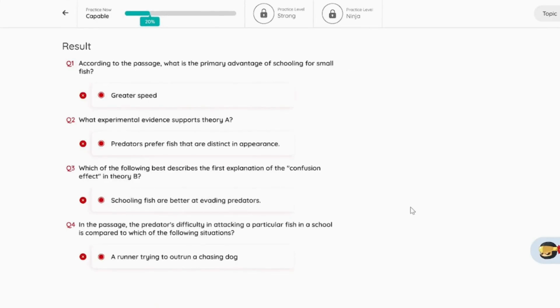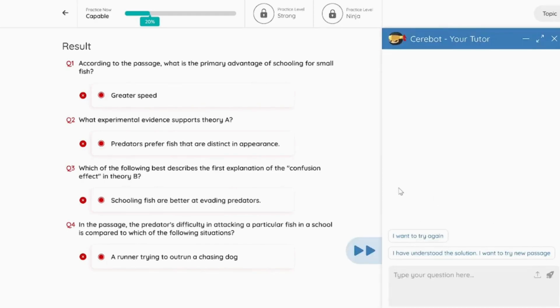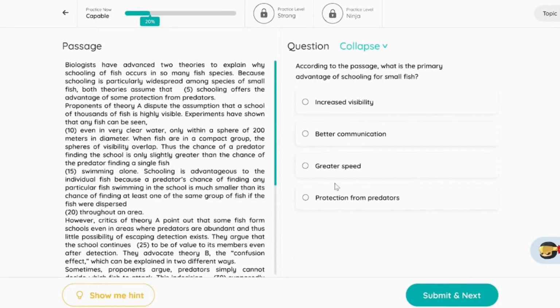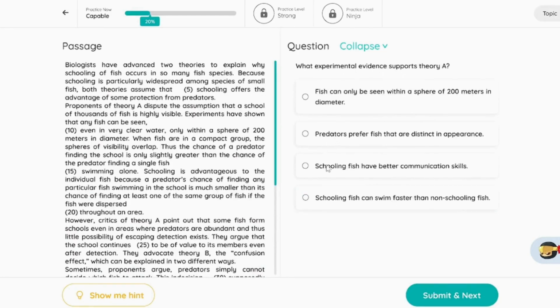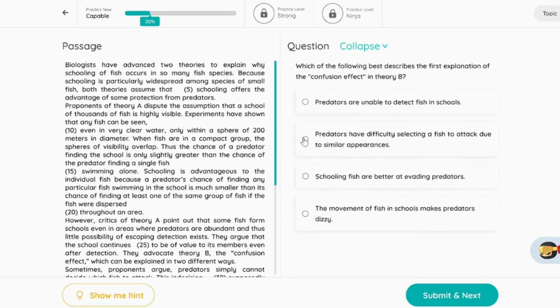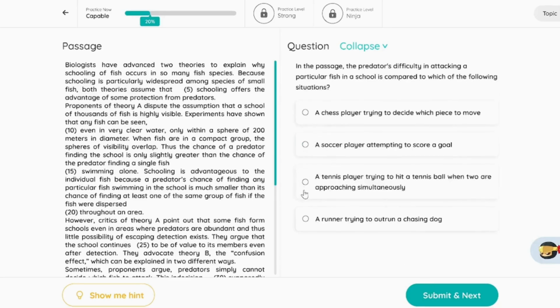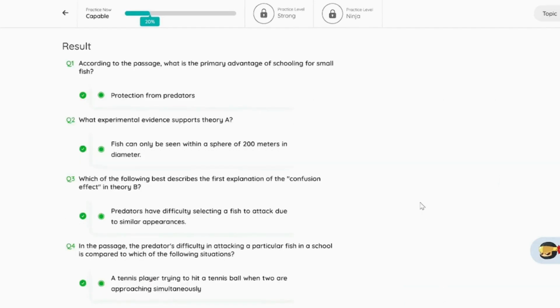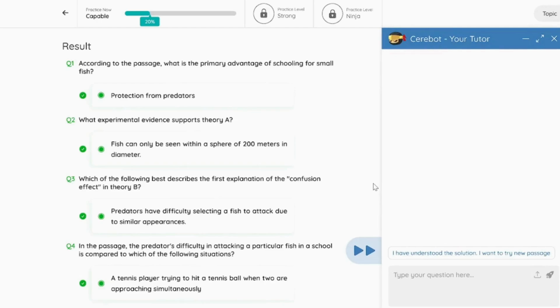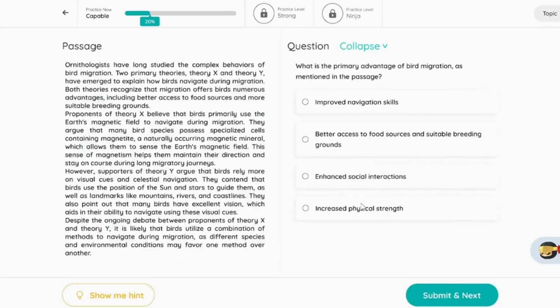I've got everything incorrect again. Now the bot gives me two options to either try again or to try a new passage. Let me try this passage again. This way the student will get the same passage however many times he wishes to. Now the bot gives me only one option, which is to try a new passage because I've already mastered this one. Let me check the new passage.